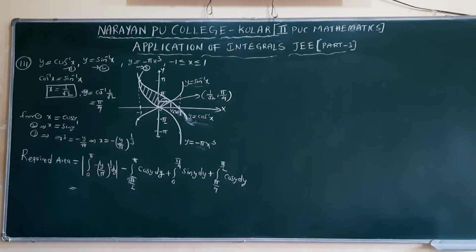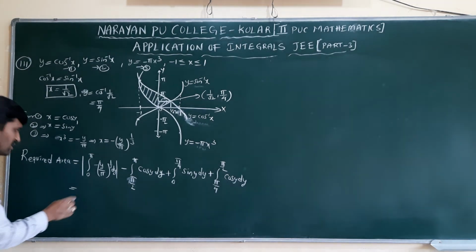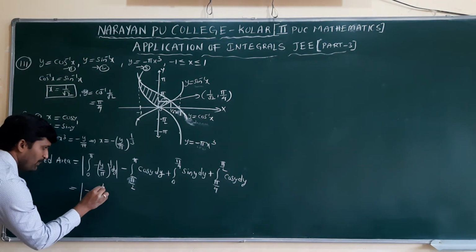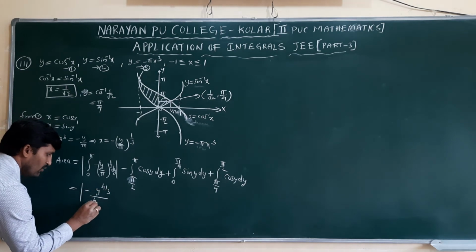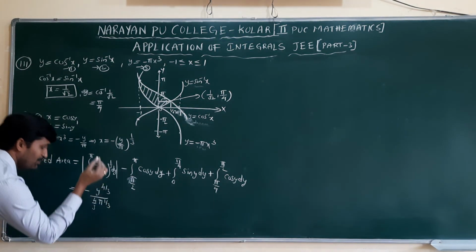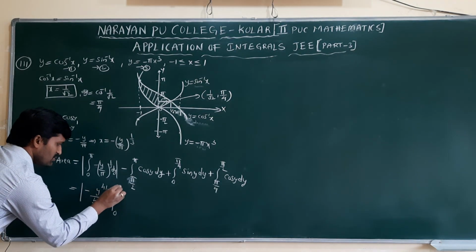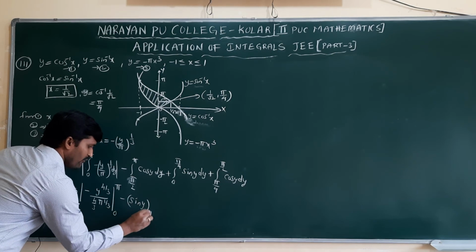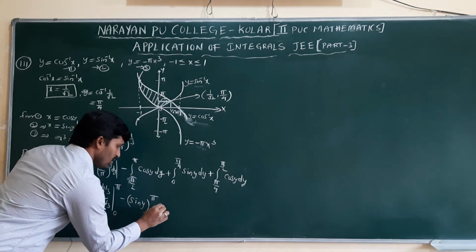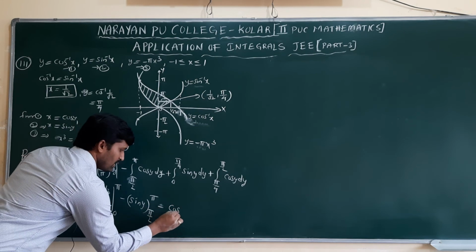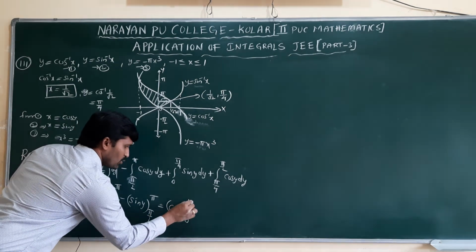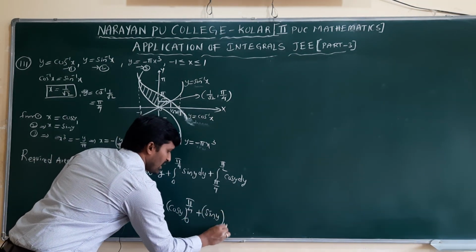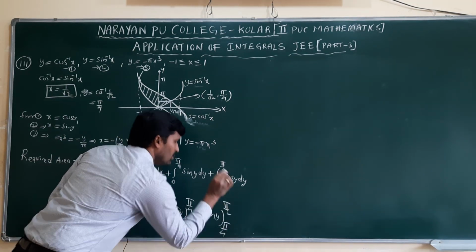Y power 1 by 3, integration: 1 by 3 plus 1 is 4 by 3. Here the constant is there, the modulus of negative is positive, no problem: minus y power 4 by 3 by 4 by 3 into pi power 1 by 3, limits from 0 to pi. Integral of cos y from pi by 2 to pi. This is minus; integral of sin is minus cos, 0 to pi by 4, plus sin y from pi by 4 to pi by 2.